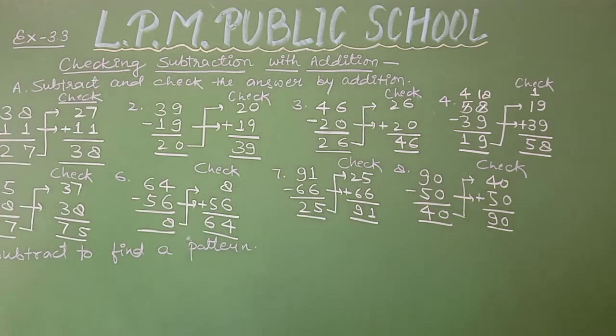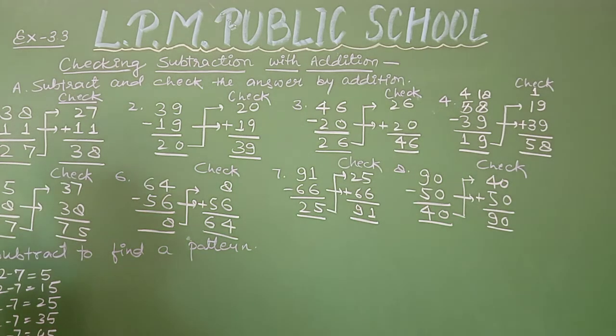That is, question number 1 is 12 minus 7. 12 minus 7 is 5. 22 minus 7 is 15. And 32 minus 7 is 25. And 42 minus 7 is 35. And 52 minus 7 is 45.